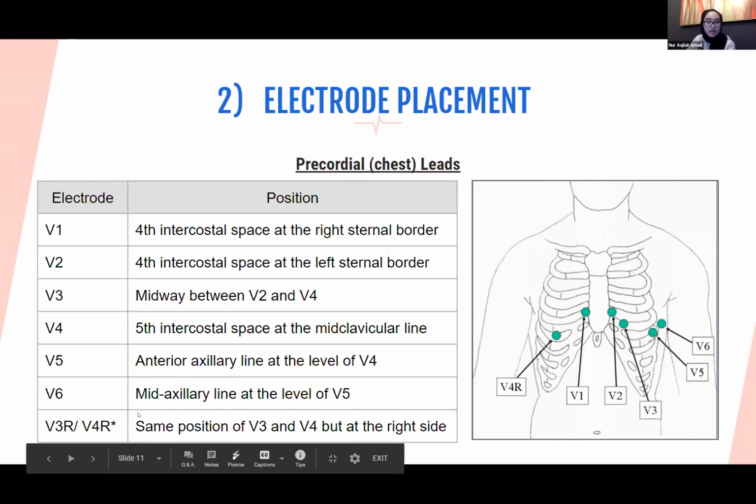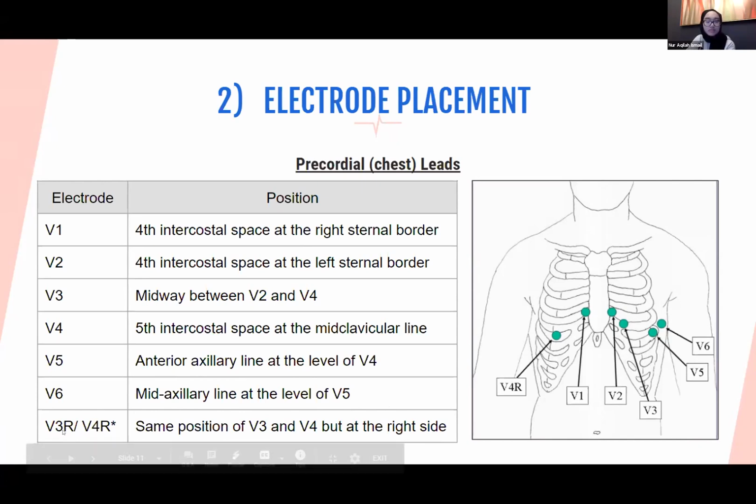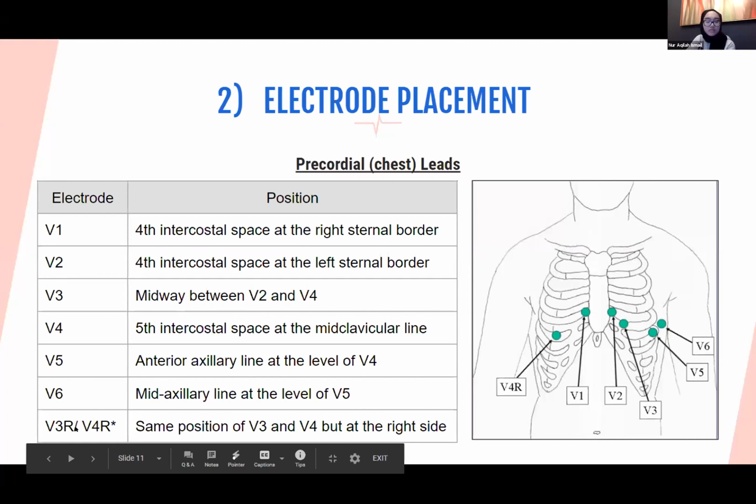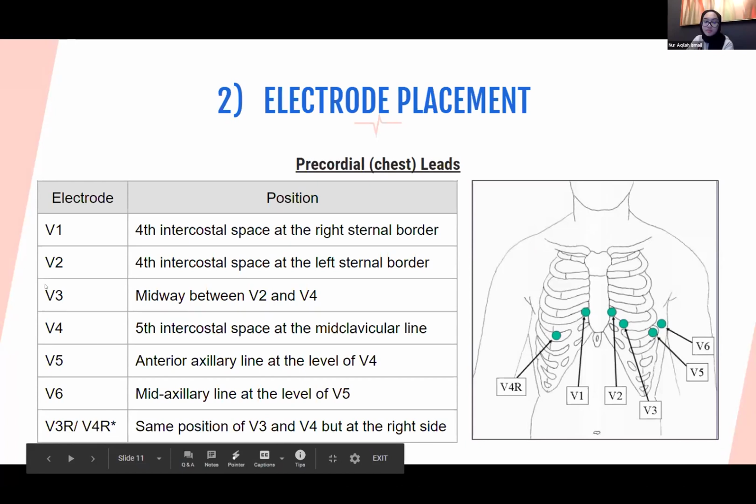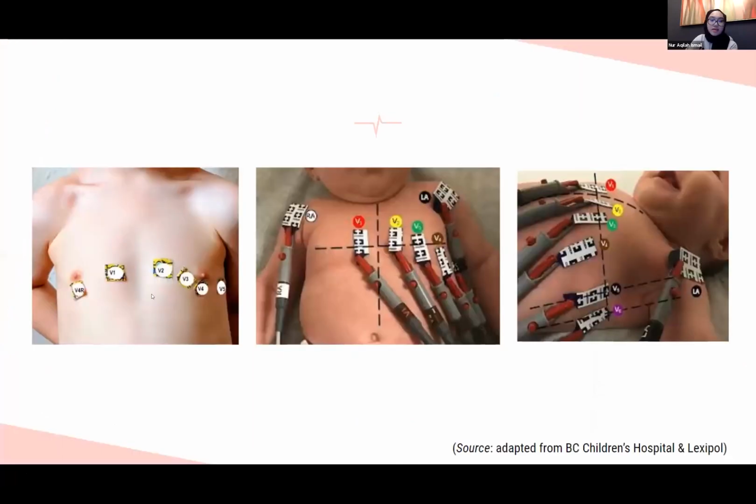And because the right ventricle is more dominant in infants and toddlers, there is an optional placement of V3R or V4R, which is the same as V3 and V4 on the right side. In order to do this, you can do a separate ECG, or you can just use the V3 wire but label it as V3R or V4R and skip the V3. Okay. So this is how it looks. You see here the patient, and in this you can see all the precordial chest leads, V1 until V6.